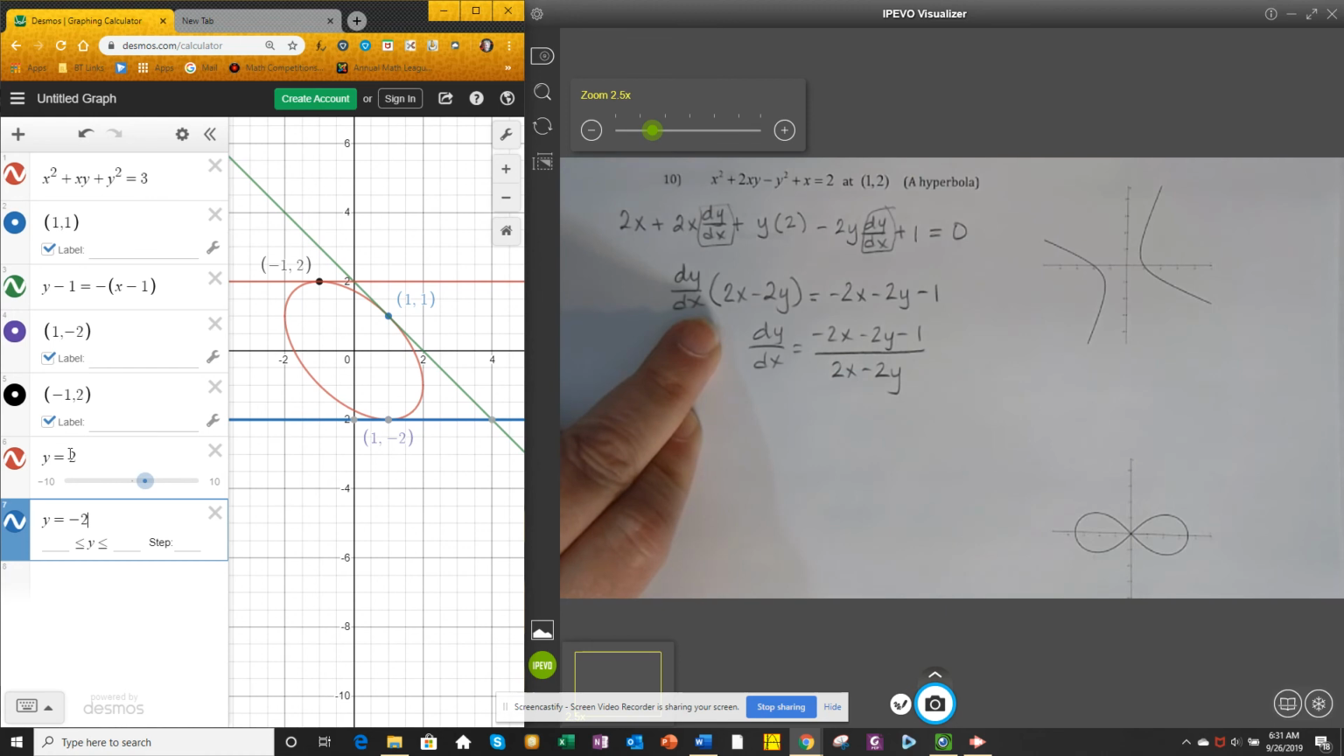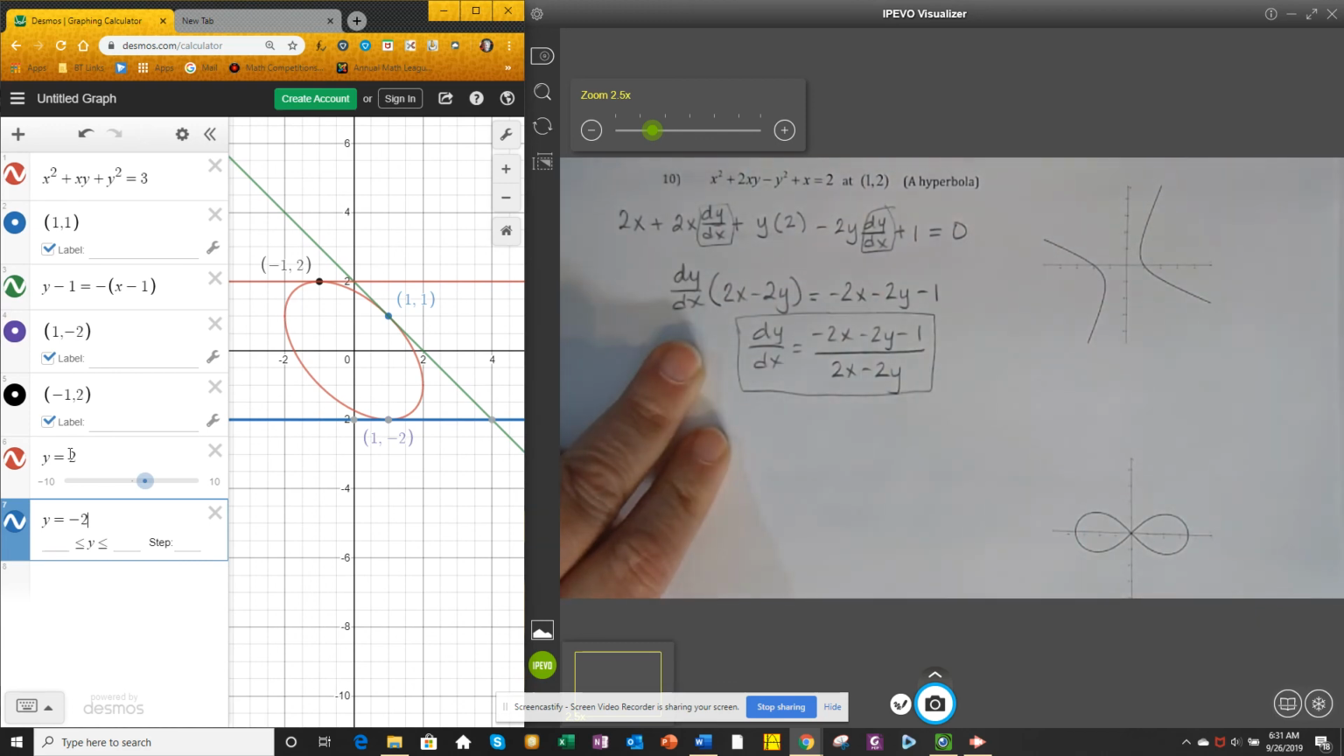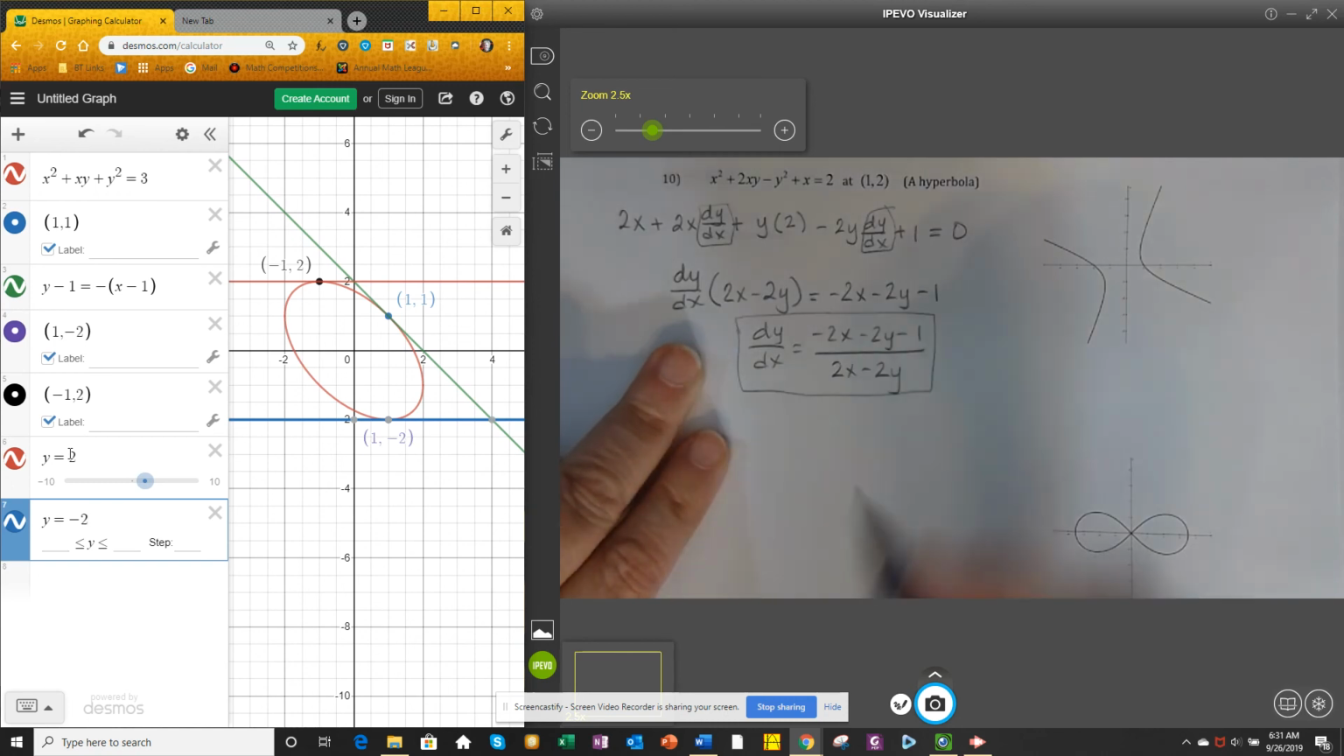So let's see here. That looks good. All right. And then we want to find the slope at (1, 2).